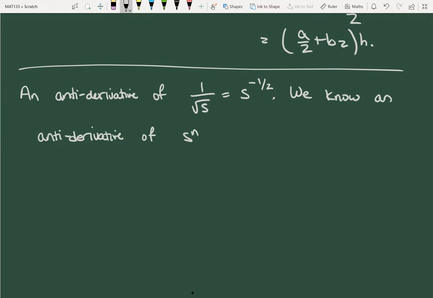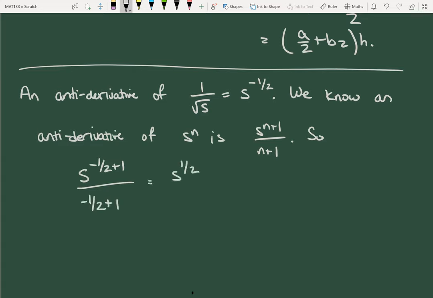Of s to the n is s to the n plus 1 divided by n plus 1, right? So in this case, we're going to get s to the negative 1 half plus 1 divided by negative 1 half plus 1. That's going to be s to the 1 half divided by 1 half. That's 2 times the square root of s, an antiderivative for 1 over root s. Okay, and basically once you have that, you're done, right? There's only one of these four options that has 2 root s in it, and it's option A.